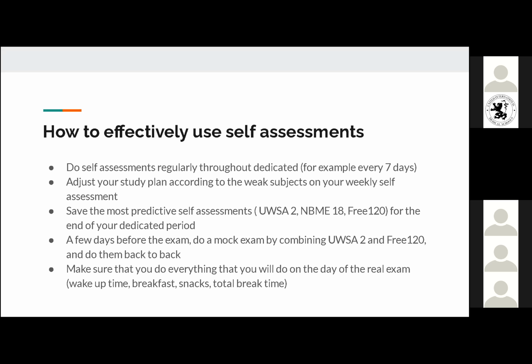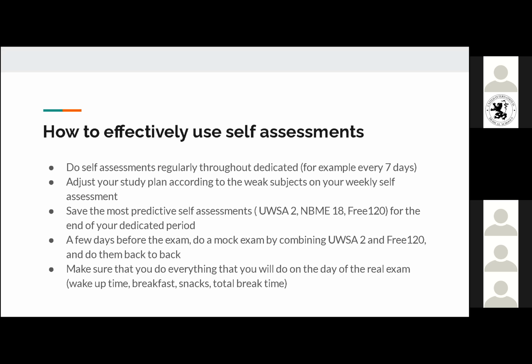I did this 4 days before my actual exam. I did a mock exam. I combined UWorld SA2 and Free 120. And this is a total of 7 blocks, which is how long the real exam is. And then I did them back to back. And I made sure to simulate exactly everything that I would do on the real exam.